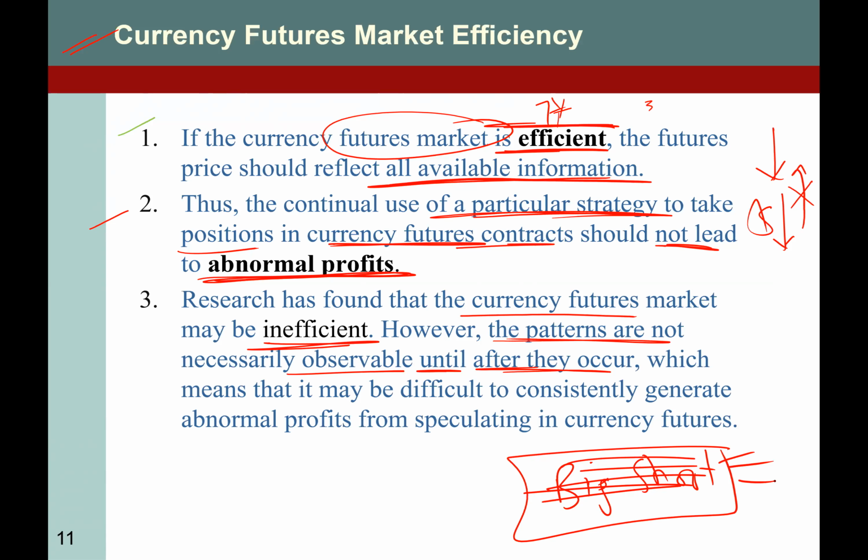So where we were here. However, the patterns are not necessarily observable until after they occur, which means that it may be difficult to constantly generate abnormal profit from speculating in currency futures. So you won't see any agent who always earns profit. If you are receiving messages from different agents on WeChat, guaranteeing profit from investment in bitcoins and all that stuff, you will see in the coming future that the price of Bitcoin is going to decrease sharply.